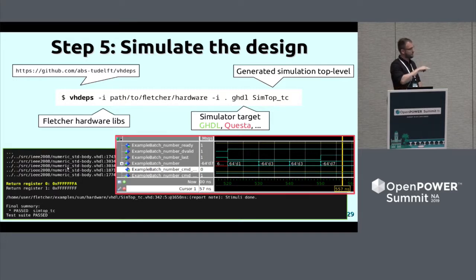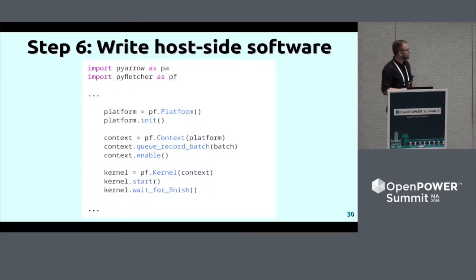So up to this point, step 5, you can do everything on your laptop without any vendor tools. Then if you really want to run it on a platform, I can recommend CAPI SNAP, because for writing host-side software, the hardware-software co-design is really nice on SNAP, right? You can write the same software for your simulation as you write for your actual hardware runtime.